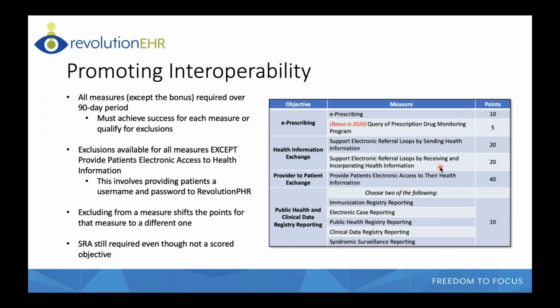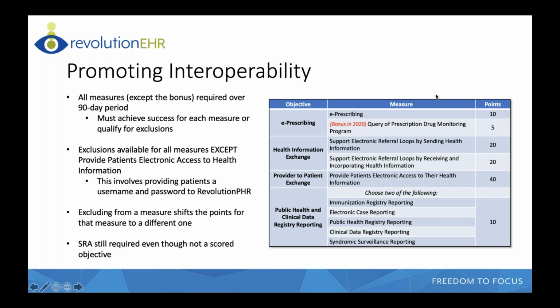Importantly, if you exclude from a measure, and we're going to go through these possibilities in just a second, Medicare does not just give you the points that would normally be associated to it. So if I qualified for an exclusion from e-prescribing, Medicare is not going to just hand me those 10 points. Instead, they're going to reassign those points to other measures. And as I said, we'll go through the various scenarios in just a second so you can get a feel for where those points go.